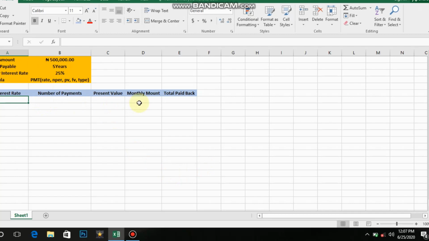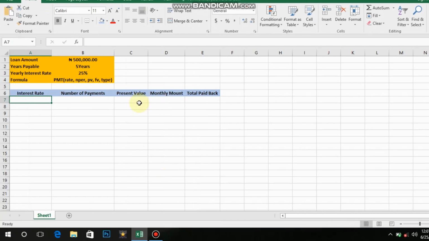Banks use this formula to calculate the loans they give out to their customers, and even companies use it for their own calculations. I don't know where you might be working, but you might need this function to excel in your field. So today we're going to be looking at the PMT function.